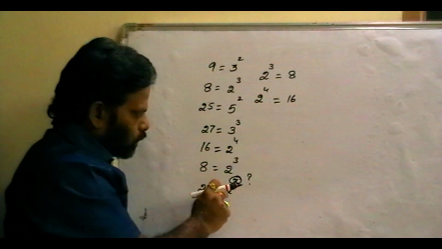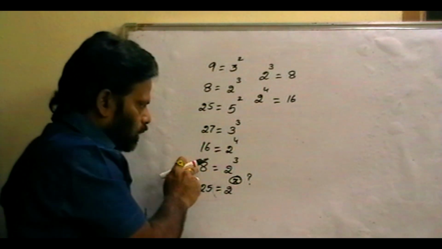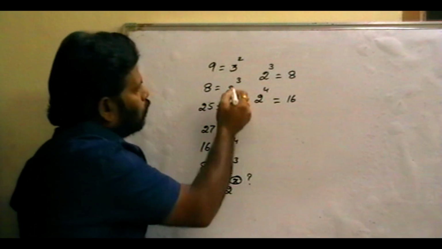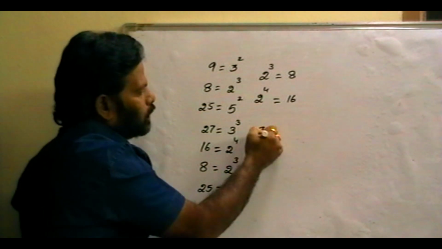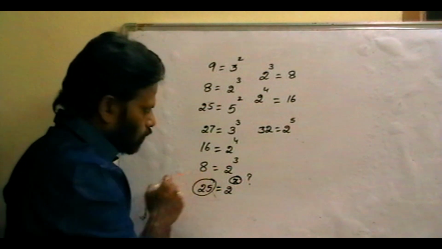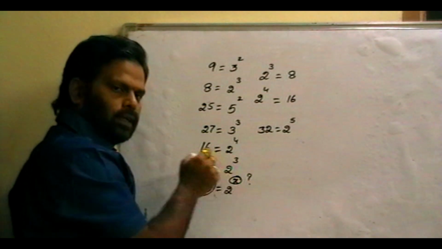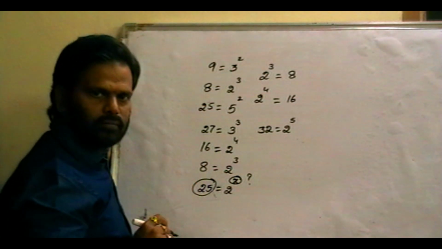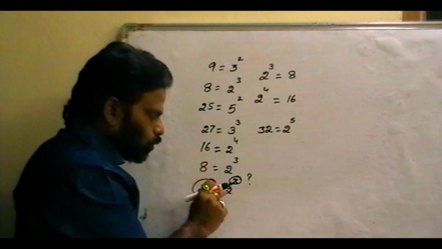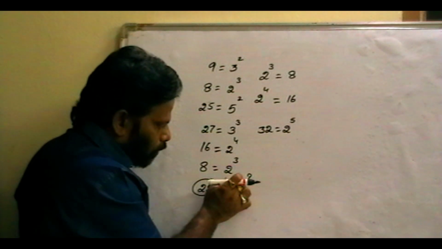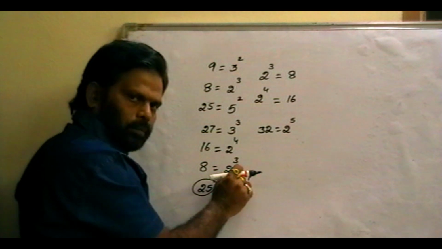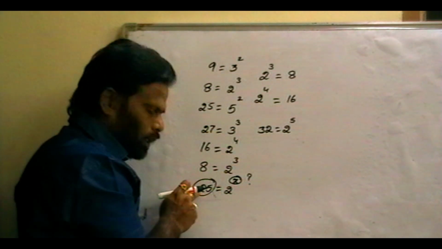Right? So 2 cube is equal to 8, 2 power 4 is equal to 16. Suppose 2 power 5 is equal to 32. But not 25. So 2 power how much is equal to 25? To find this type of value of x, by what power of 2, 2 to the power of x, that means what is the value of x? We'll get 25 to the base 2.